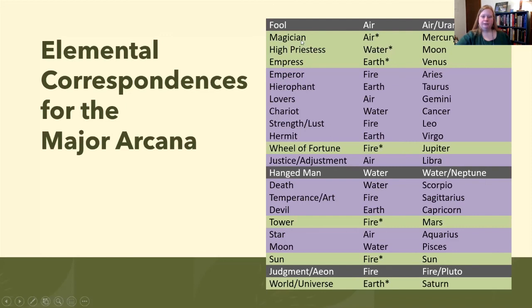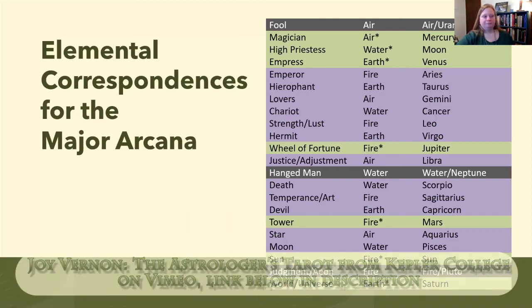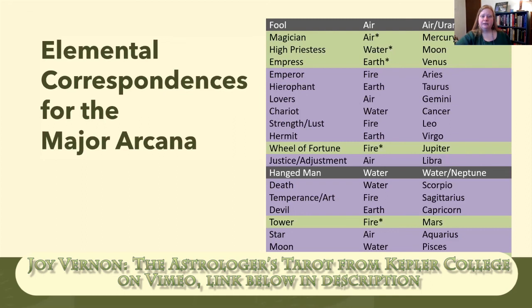And then we get the double letters. We get the Magician, High Priestess, the Empress, Wheel of Fortune, Tower, Sun, and World, or Universe, depending on the deck you're using. Those double letters get the planets. Again, I'm not going to teach all of this. I teach all of this in a video called An Astrologer's Approach to Tarot, and it is on Vimeo. That goes into this stuff in a lot of detail if you want more information.